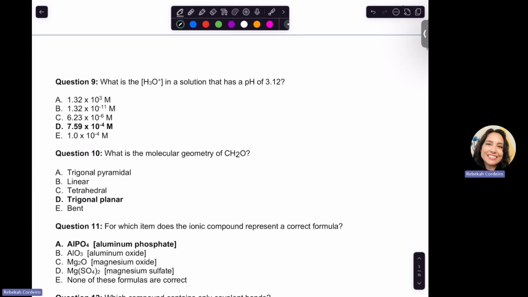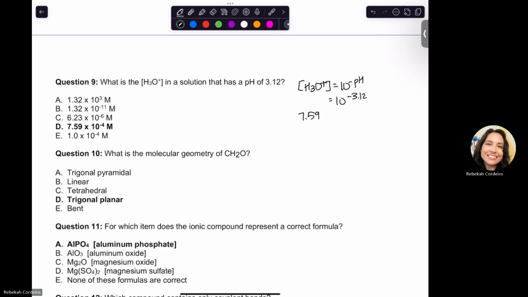For question 9, what's the hydronium? So if we look at the formula sheet, we have the opposite formula, 10 to the negative pH. And so we're just going to plug into that. And you should get something similar to this as your answer. Just plug into your calculator directly in that way.